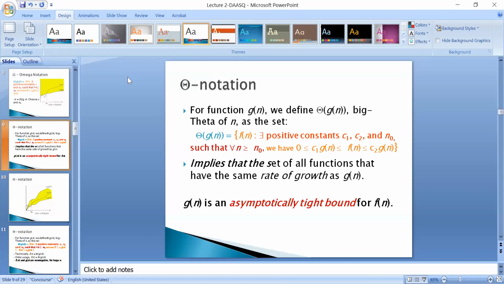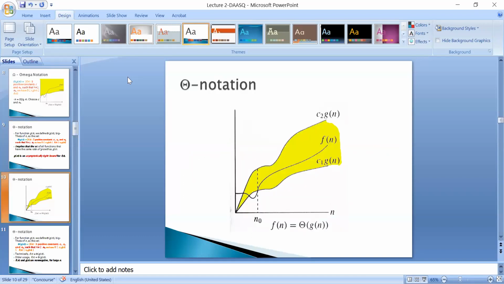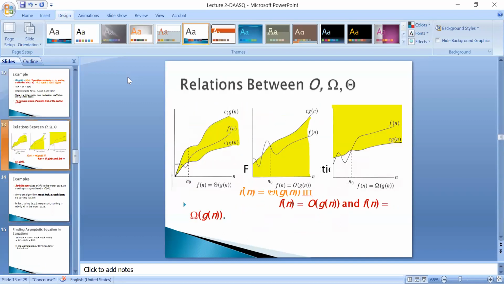So if you see, this is what it says. Your fn lies between... gn is a function, it will have one graph, but because of the two positive constants c1 and c2, the graph will shift up and down. So for two positive constants c1 and c2, if this is how c1 gn and c2 gn is plotted, the values that your function fn will take will be between c1 gn and c2 gn.